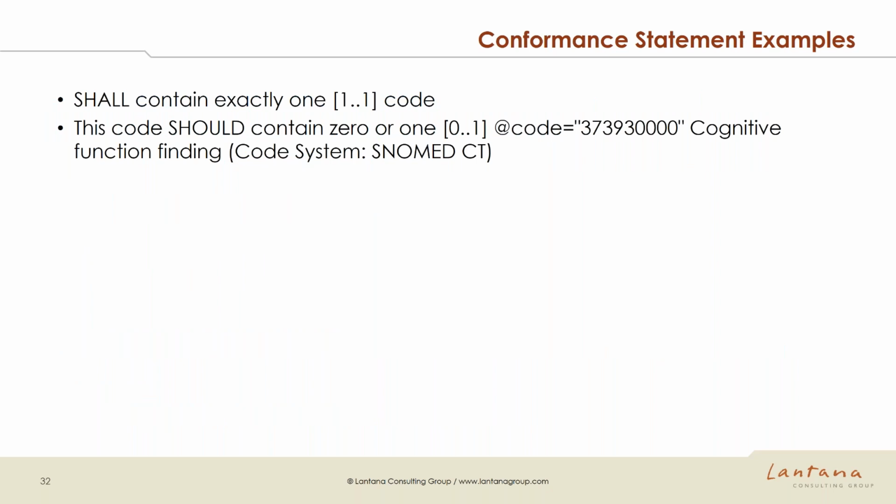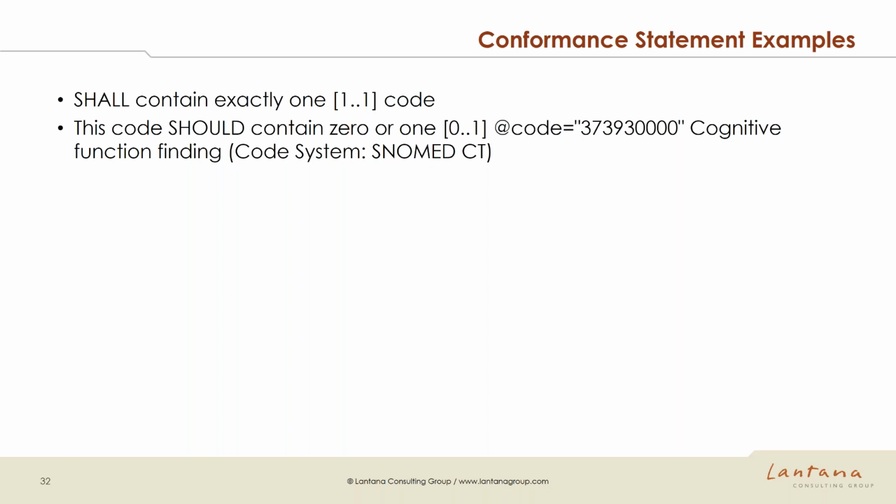So here are some examples of conformance statements. These are real ones pulled out of real implementation guides, Consolidated CDA in this case. The first bullet basically just says that whatever template this is in, it shall contain exactly 1 code. It's basically the example I spoke to on the previous slide. It means that, again, a code is required in this area.